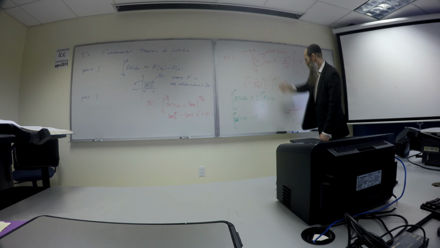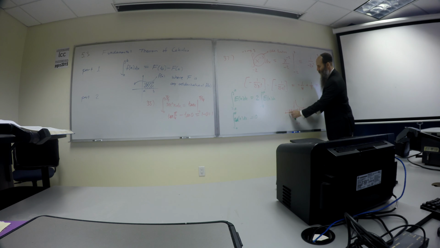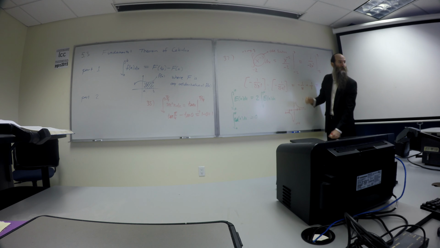Negative 2 to 3 means you're adding up tiny, thin rectangles, but some of those rectangles are infinitely high. They have an infinite height, right? So you don't know how that's all going to add up.